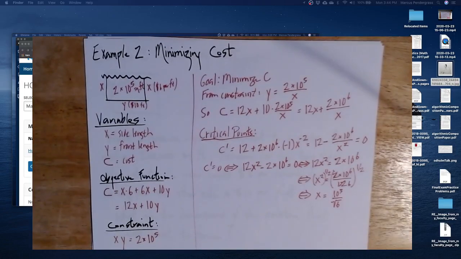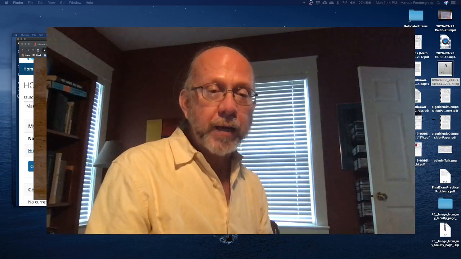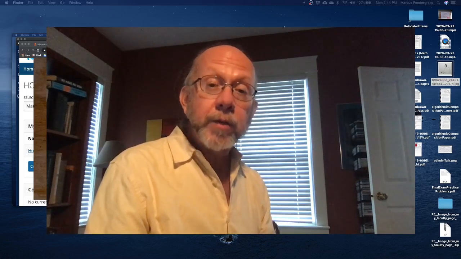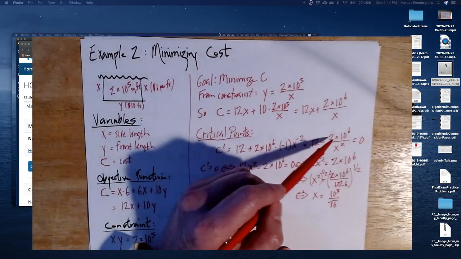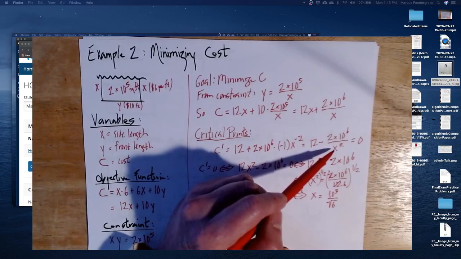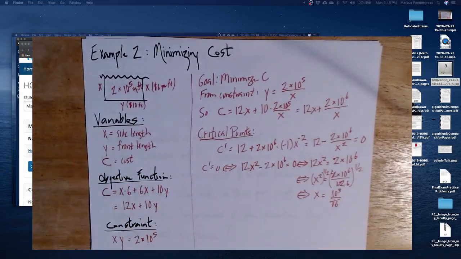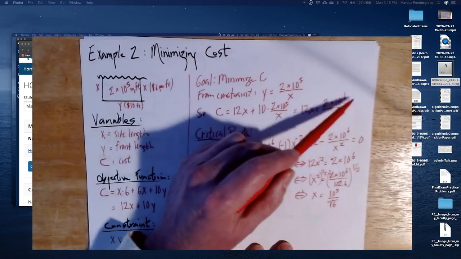That's my critical point. Now, I should mention here at this point that critical points also include the cases of points in the domain of the function where the derivative is undefined. Now, if you look at our derivative here, it's 12 minus 2 times 10 to the 6 over x squared. You see that that derivative is undefined when x equals 0. But the point is, x equals 0 isn't in the domain of the function either, right?